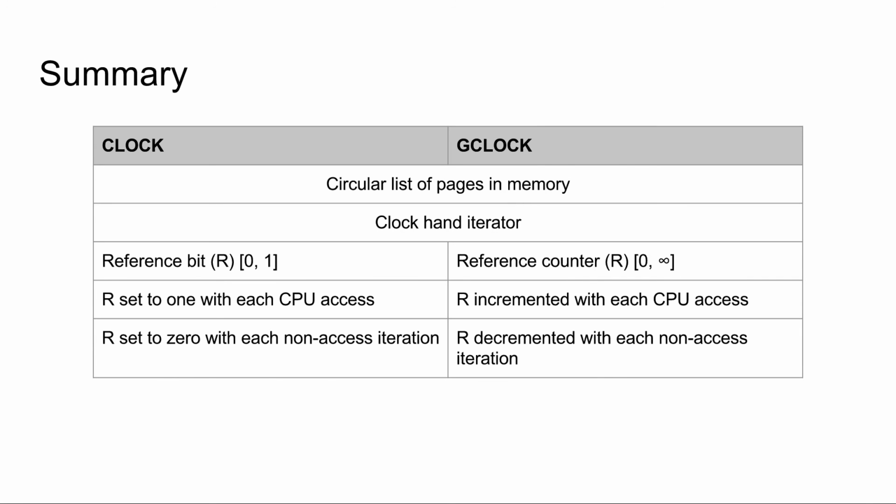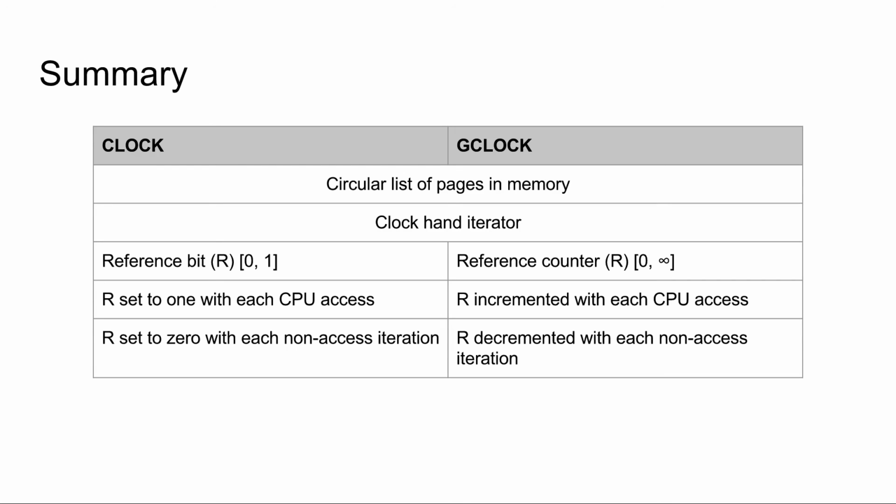In summary, CLOCK and GCLOCK are variants of the least recently used algorithm. They each use a circular list of pages in memory. They both use a clock hand iterator. CLOCK has a reference bit which can take the value of 0 or 1, whereas GCLOCK has a reference counter, which can be 0 or above. Page reference bits are initialized to 1 with both CLOCK and GCLOCK.